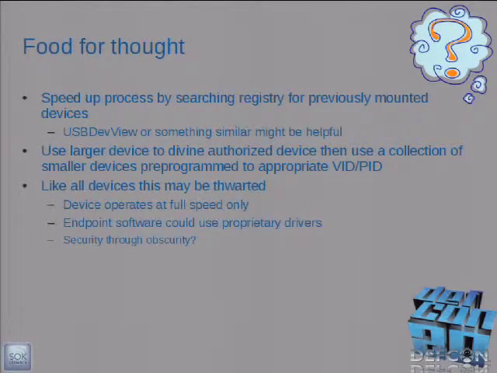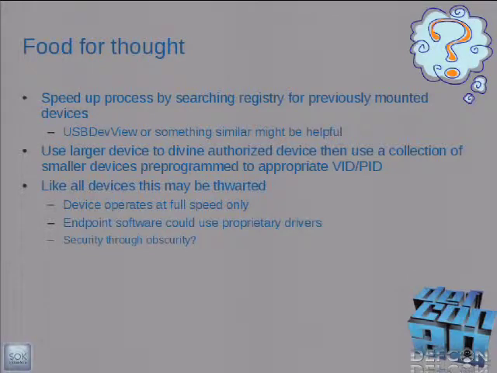Just a little food for thought. Where could we go from here? Well, we could possibly speed it up again if you look in the registry and try to find an authorized VID-PID that's more previously loaded. By the way, if you're not familiar with USB Dev View, it's a nice little tool. It tells you all kinds of useful information on previously attached USB devices, not just mass storage.